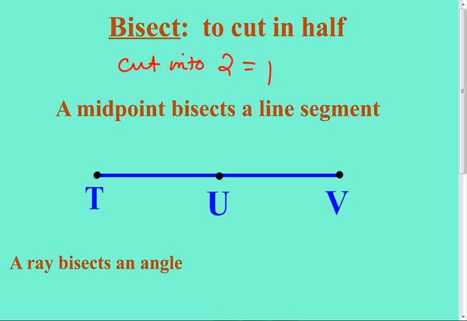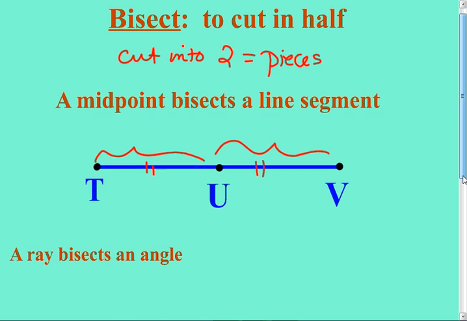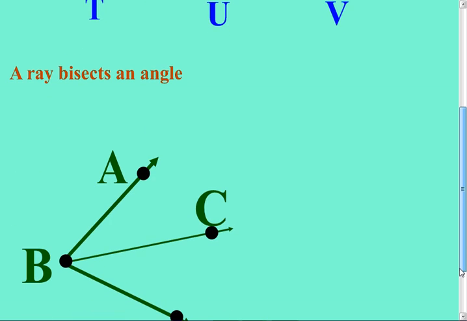Two equal pieces, because we can talk about bisecting angles as well. So if it bisects this, then this segment equals that segment. I use these little tick marks to say those guys match up. They are congruent. Well, it's the same as a midpoint. It's no different, really. Now, bisecting an angle is trickier.